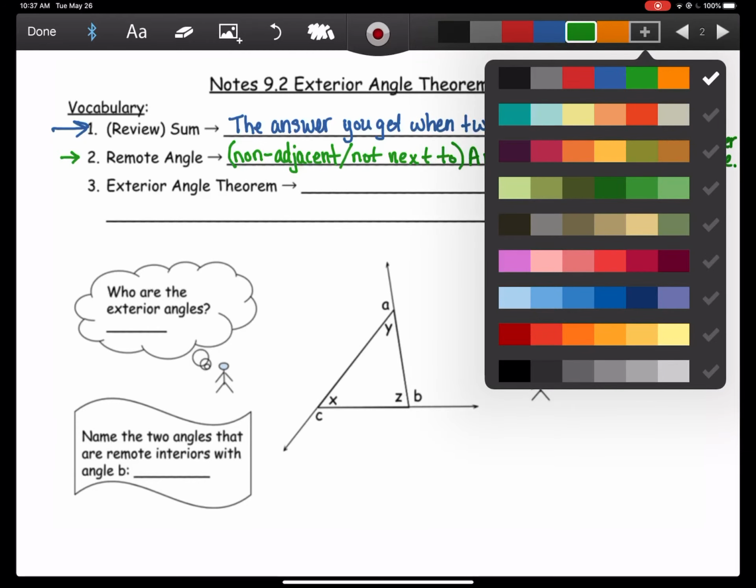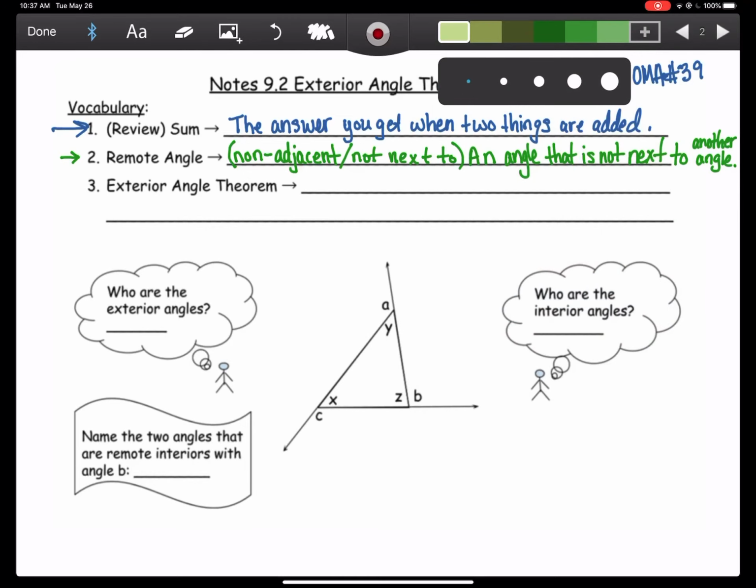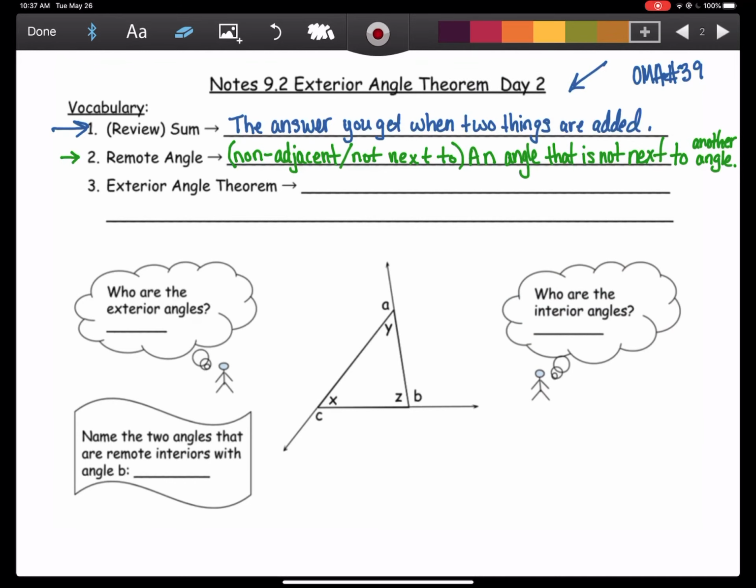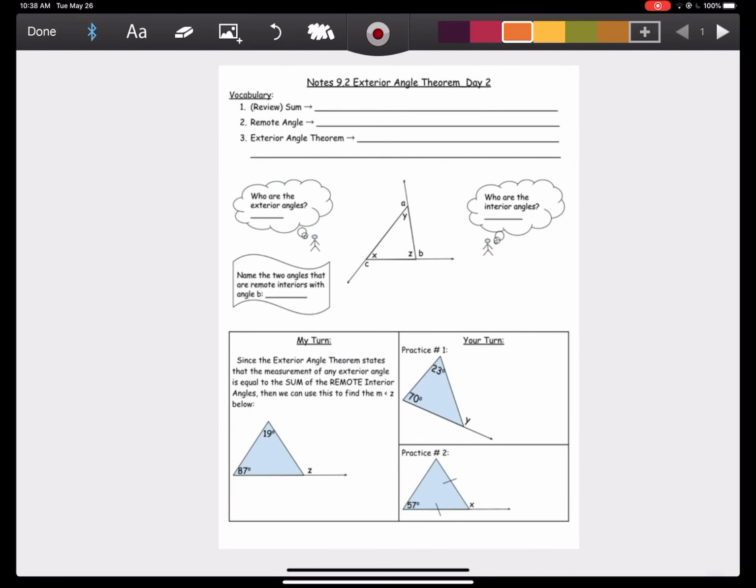All right, let's move on to, let's pick, how about a dark green? No, we used green already, silly. How about an orange? That's good. Okay, so, oops, that's weird. Let's try that again. Okay, so exterior angles, the exterior angle theorem says, and you actually have it on your notes. So if I jump back to page 1, it states that the measurement of any exterior angle is equal to the sum of the remote interior angles.